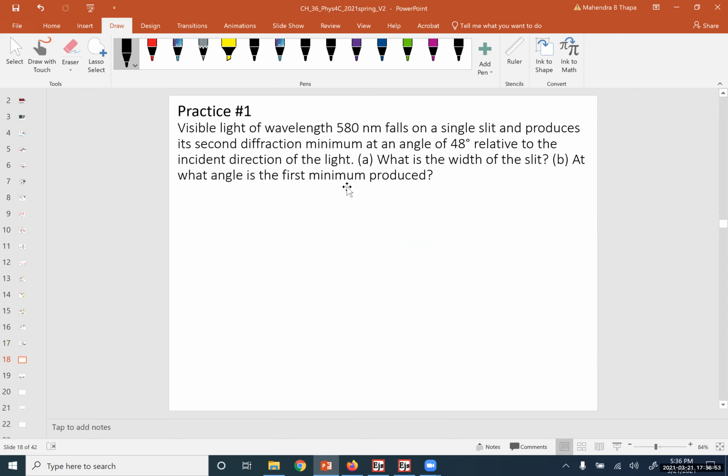If you understand up to this point, you can solve problems where they give you the wavelength and the angle, then we have to find the slit width, and we can find at what angle the first minimum occurs.